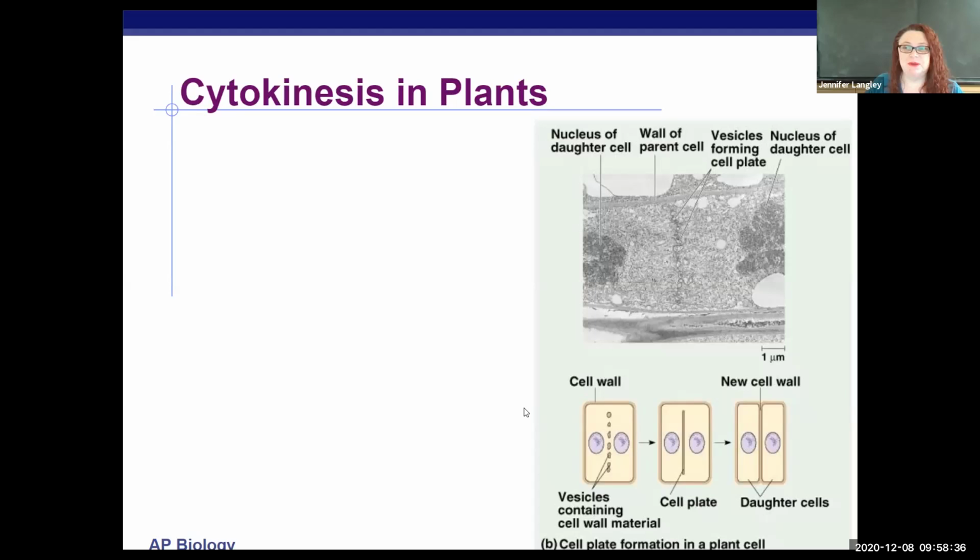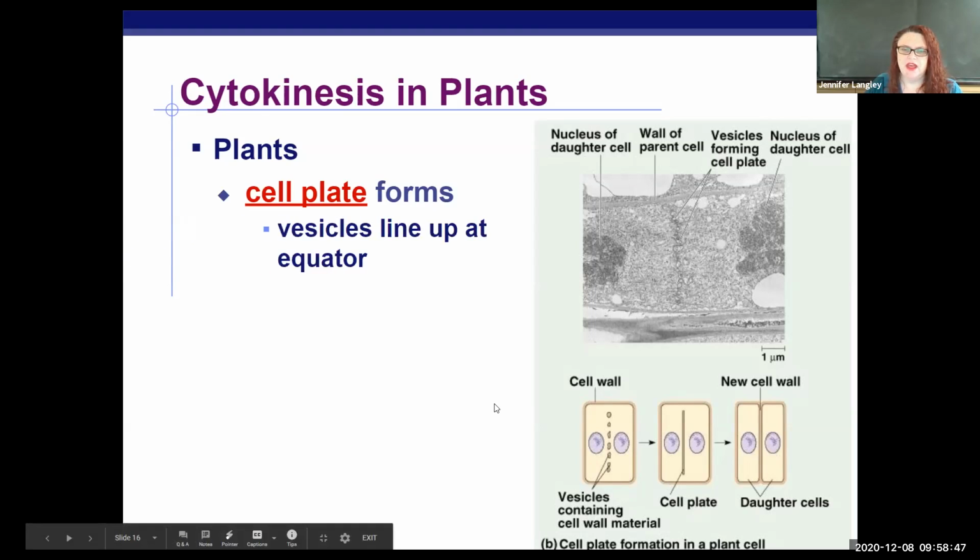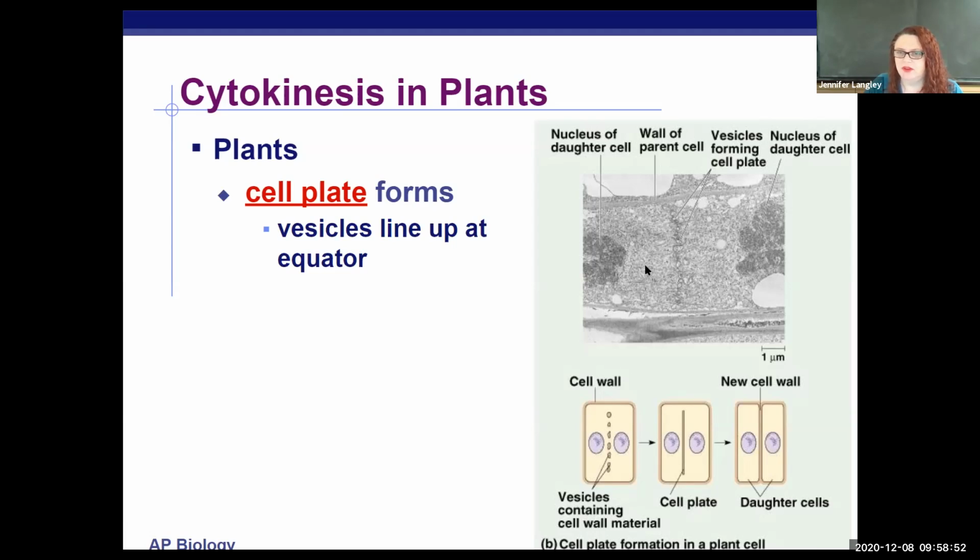In plants, it has to happen a little bit differently because there's a cell wall. So in plants, the cell plate forms. And you can kind of see it here in this image, but definitely down here in our drawings. Vesicles line up at the equator. Now, our Golgi has been producing the materials that go here to make our cell wall. And remember that that is a bunch of things like carbohydrates in the form of cellulose. So we are making vesicles or bubbles that the Golgi sends, and they line up right in the middle.